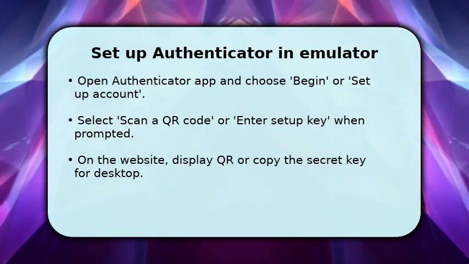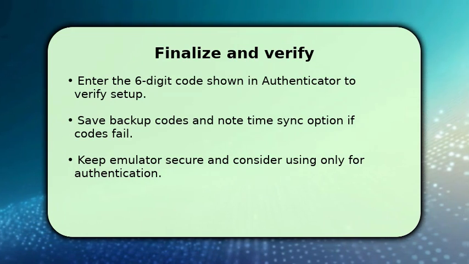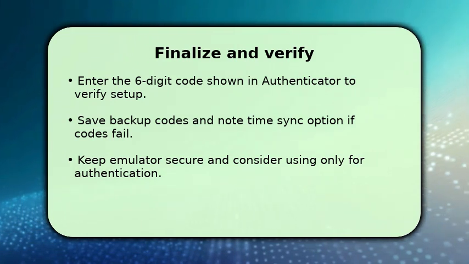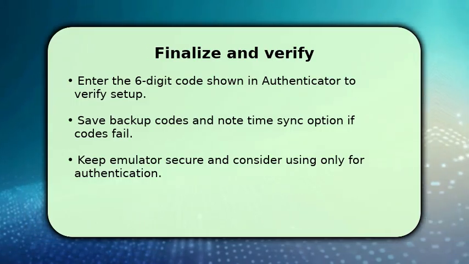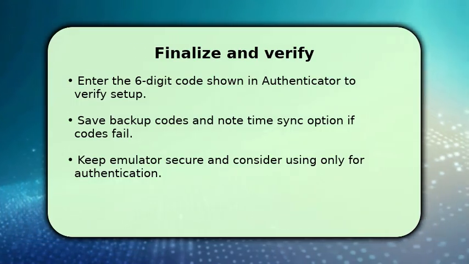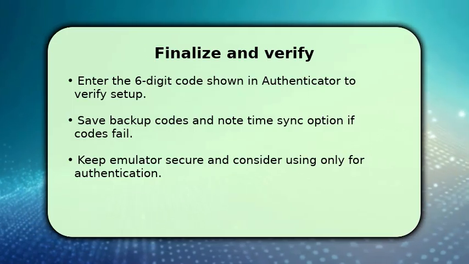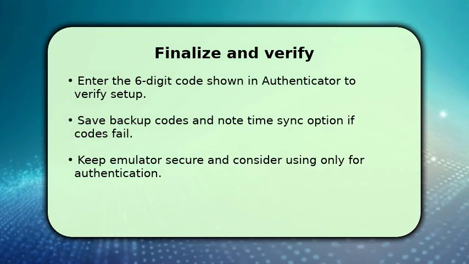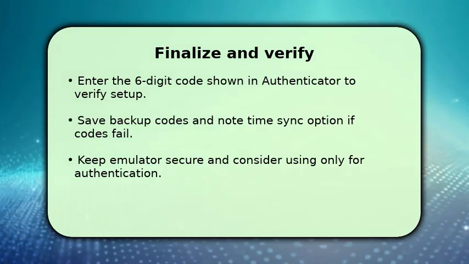To complete setup, type the 6-digit code from Google Authenticator into the service's verification field. This proves the desktop app and service are synced. Once verified, save any backup codes the site provides and label the entry in Authenticator so you won't confuse accounts. If codes ever fail, make sure the emulator's clock matches your computer's clock. Time drift is the usual culprit.